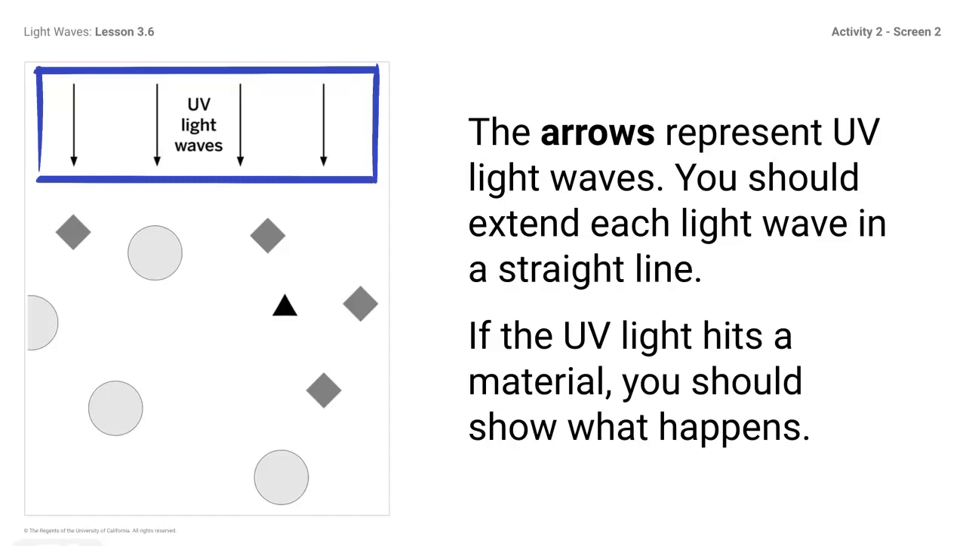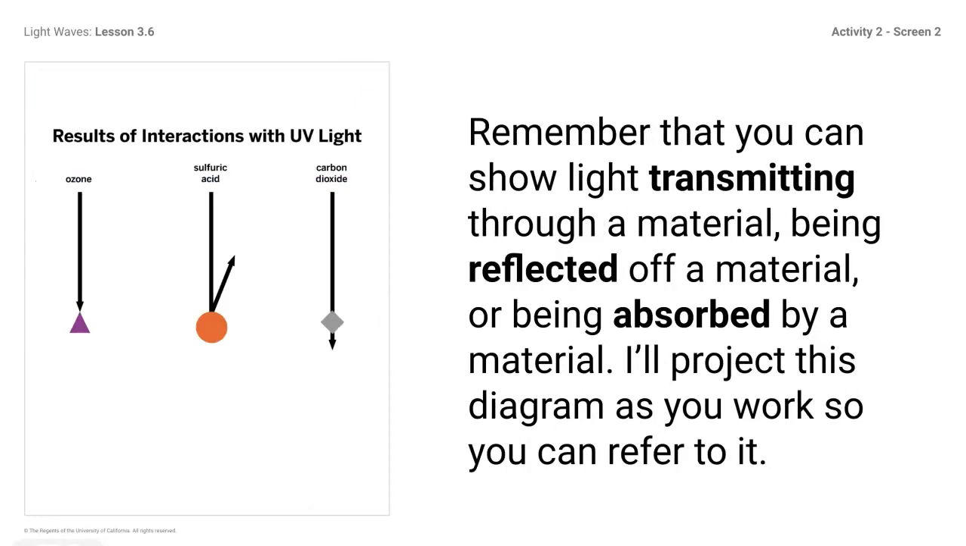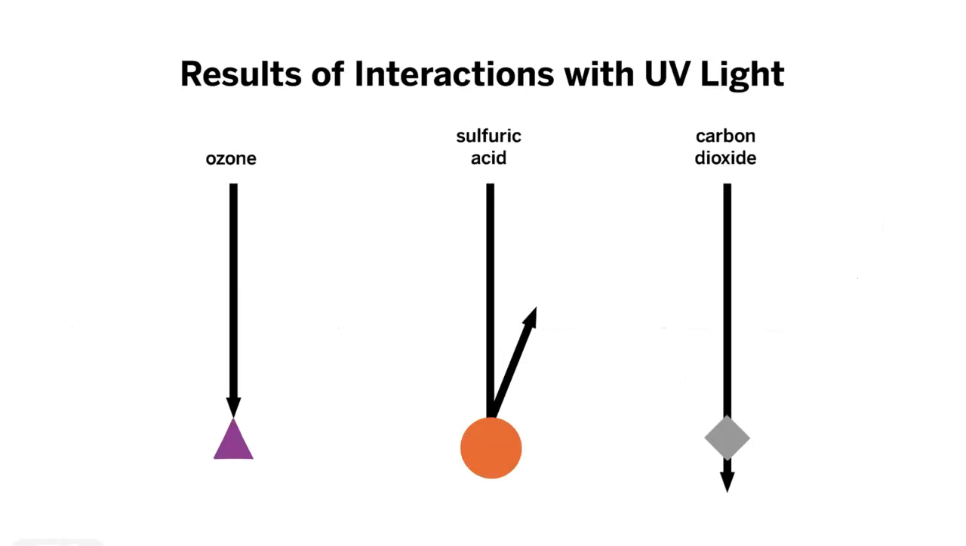If the UV light hits the material, you should show what happens if it transmits, reflects, or, what am I thinking? Transmits, reflects, or absorbs. My goodness, it's late. Anyway, so you'll show that from the key from before, what we learned in our warm-up. So remember that you can show light transmitting through a material, being reflected off of the material, and being absorbed by a material, and I'll project this diagram as you work so you can refer to it. It's also in your Amplify interface. Here are the results of interactions with UV light. This is the one that I will project. We'll come back to this in just a bit.